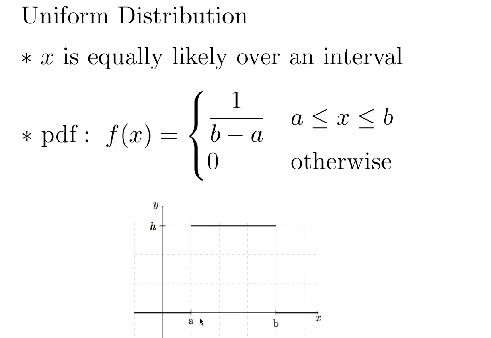As you can see, on the left hand side of a and on the right hand side of b, the function is at 0, right? And between a and b, the function is a horizontal line. So therefore, f of x is equal to h equal to 1 over b minus a.